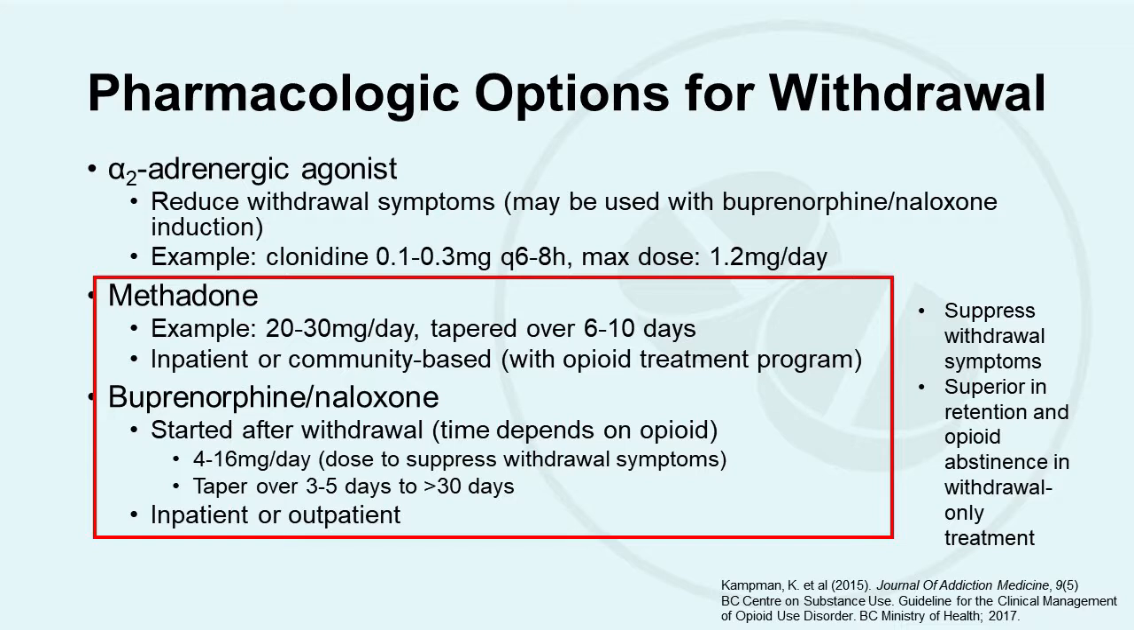It will commonly be used during the induction phase of buprenorphine and naloxone to get the patient to the first dose. Methadone and buprenorphine and naloxone for short-term management of withdrawal symptoms may be explored. Compared to clonidine, it will suppress withdrawal and cravings because it acts on opioid receptors. It is superior in retention and opioid abstinence in withdrawal-only treatment.